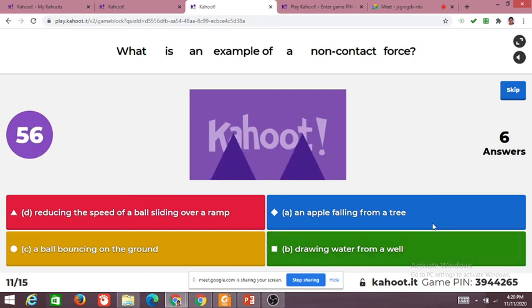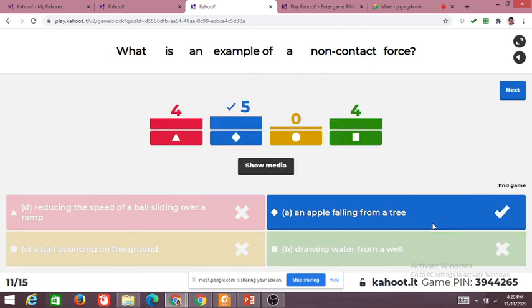Six have answered. What is an example of a non-contact force? Red, reducing the speed of a ball sliding over a ramp. A ball is moving and sliding over a ramp, and if you are reducing the speed of the ball, will it be an example of a non-contact force? That's the first option. Then the second option, an apple is falling from a tree. Is that an example for a non-contact force? Then yellow, a ball bouncing on the ground. And green, drawing water from a well.